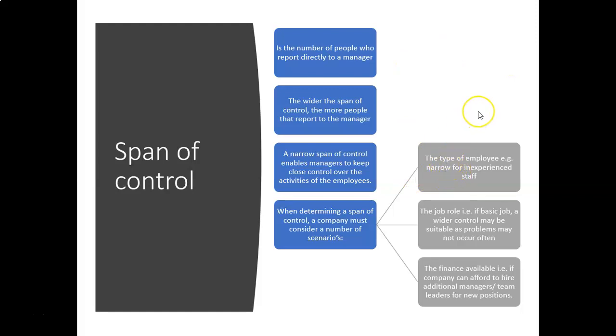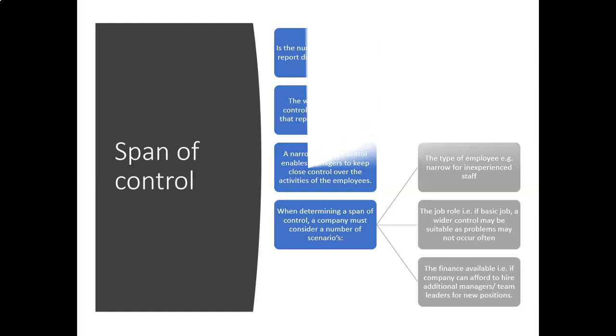The type of employee, for example, narrow for inexperienced staff. The second one, the job role, i.e. a basic job. A wider control may be suitable as problems may not occur often. And then the last and third one, the finance available, i.e. if the company can afford to hire additional managers and team leaders for new positions. That's what span of control is. Next slide. And this is more likely the last slide of the presentation of the organization vision and its structures.